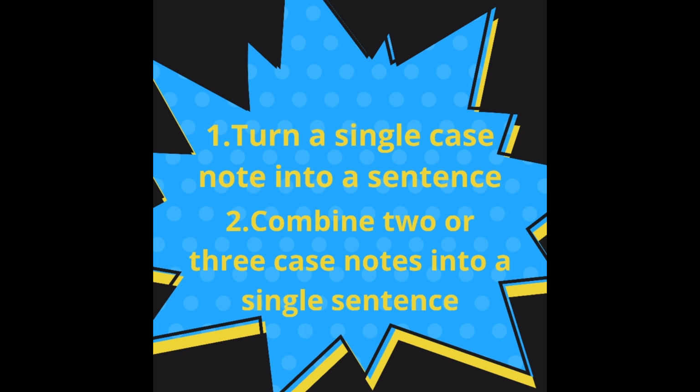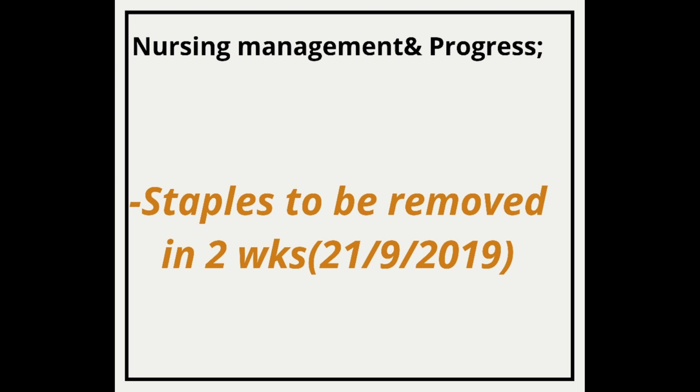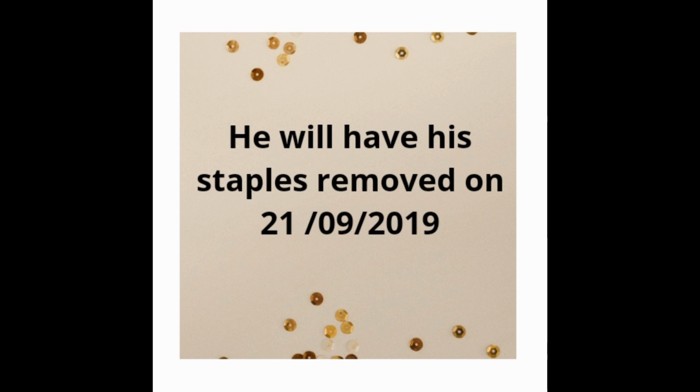For the first one, turn a single case note into a sentence. An example, from the nursing management and progress, I have taken a single point, that is staples to be removed in 2 weeks, and the date given is 21/9/2019. Now we will see how to transform this single point into a single sentence. He will have his staples removed on 21/9/2019. We did not combine any other information with this single sentence.